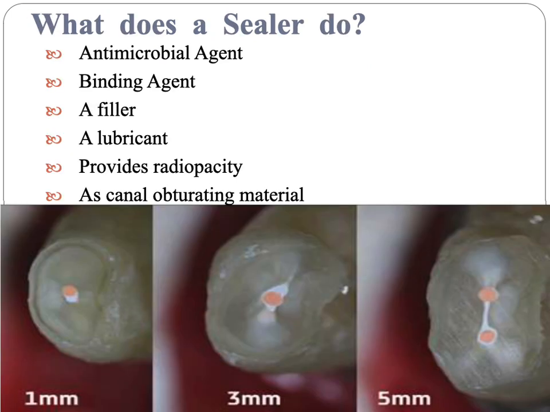So what does a sealer generally do? It acts as an antimicrobial agent. It binds the root canal walls and the root canal obturating material. It acts as a filler, as a lubricant, and provides radiopacity, and also acts as a canal obturating material.